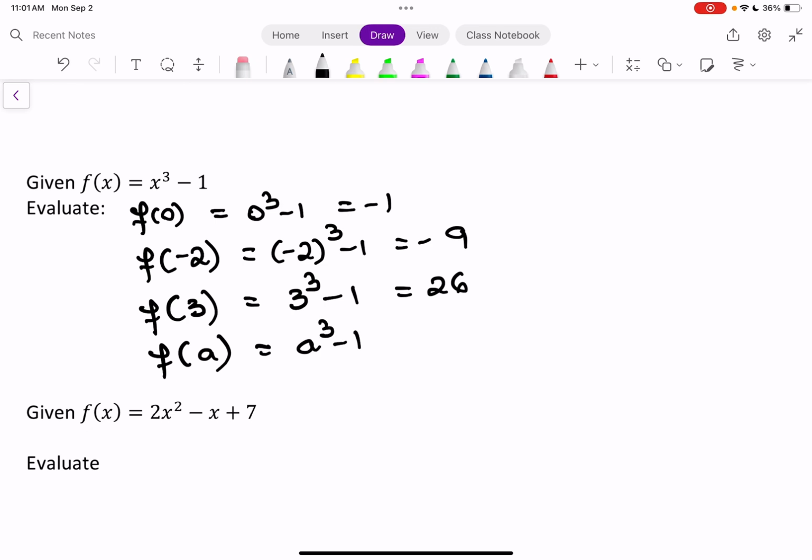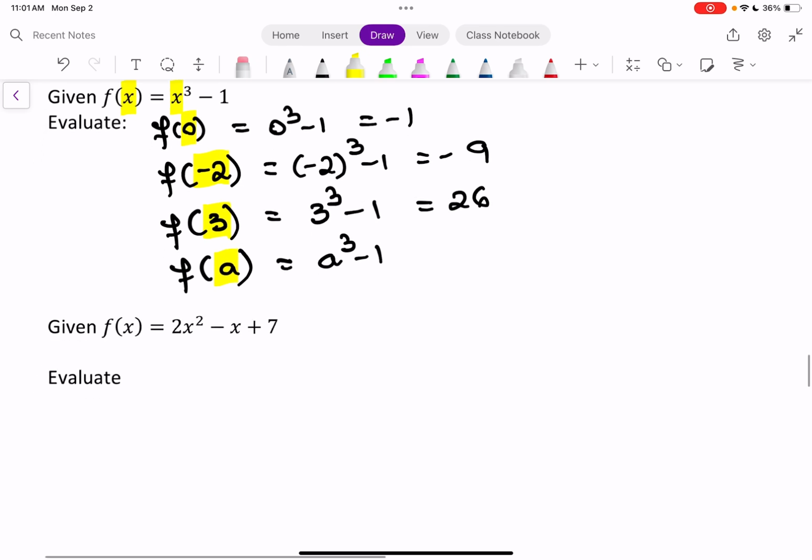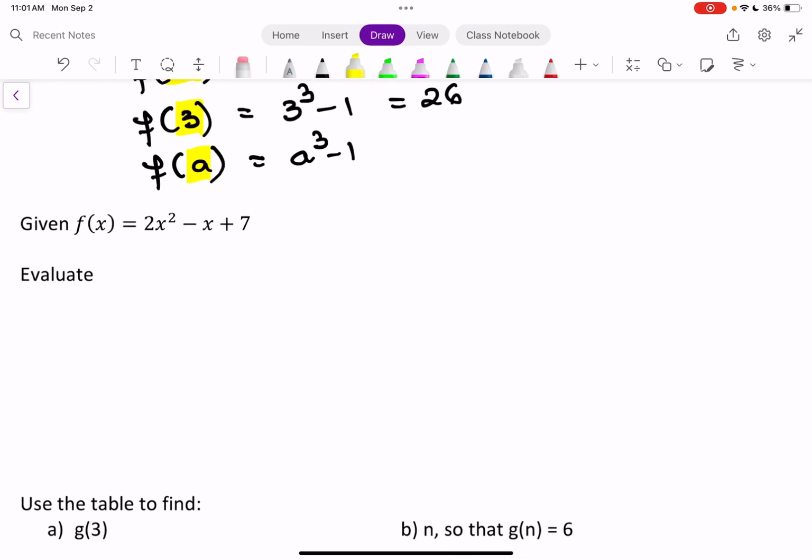So when you change the label of the variable, every single time, all I'm doing in this equation is replacing x with whatever's in the parentheses. And if in the parentheses x is replaced with a, well, that's exactly what I'm going to do. I'm going to replace x with a. And here again, here maybe one more.